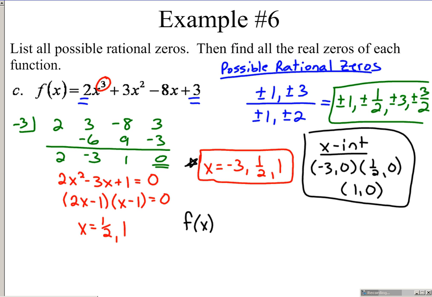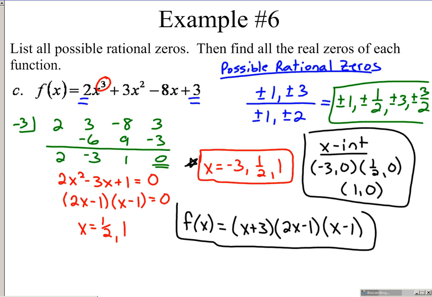You may also be asked to write the function in fully factored form. What factor produces each one of these solutions? x plus 3. The solution of 1/2 is produced by 2x minus 1. The solution of 1 is produced by x minus 1. So you may be asked for any of these three forms for your answer. Make sure you understand the difference between the three.